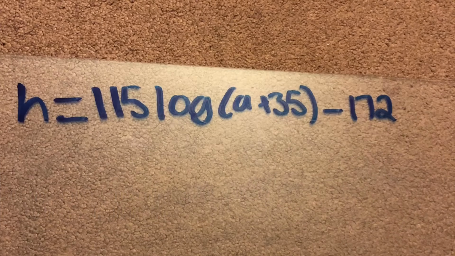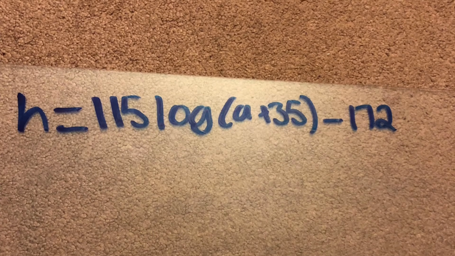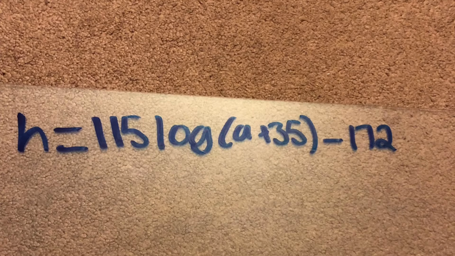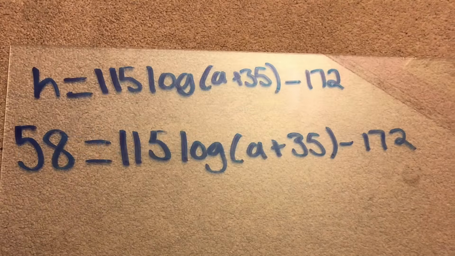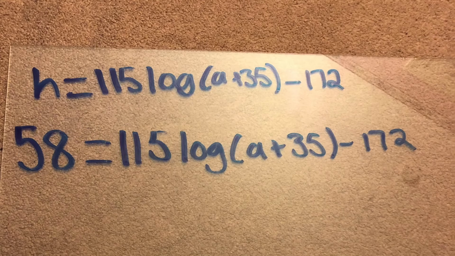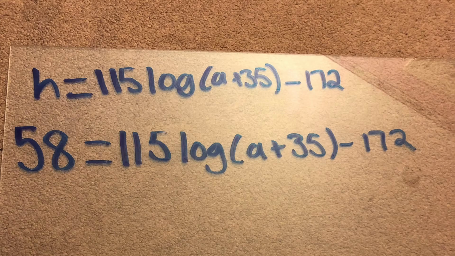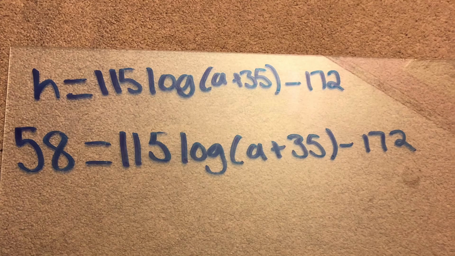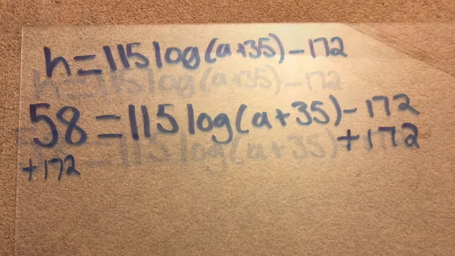This question also has a part B to it, and part B says, approximate the antler spread of an American elk with the shoulder height of 58 inches and include the units. So first you want to write down the original equation, which is H equals 115 log A plus 35 minus 172. And in part B, it says that the shoulder height is 58 inches, and H stands for the shoulder height, so you want to plug 58 in for H.